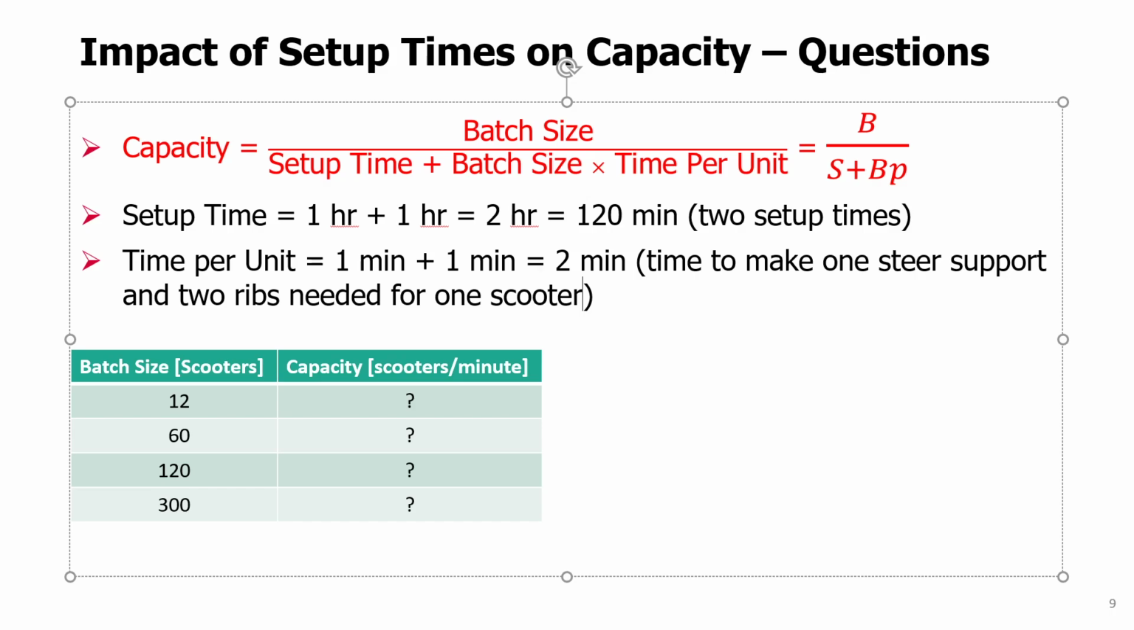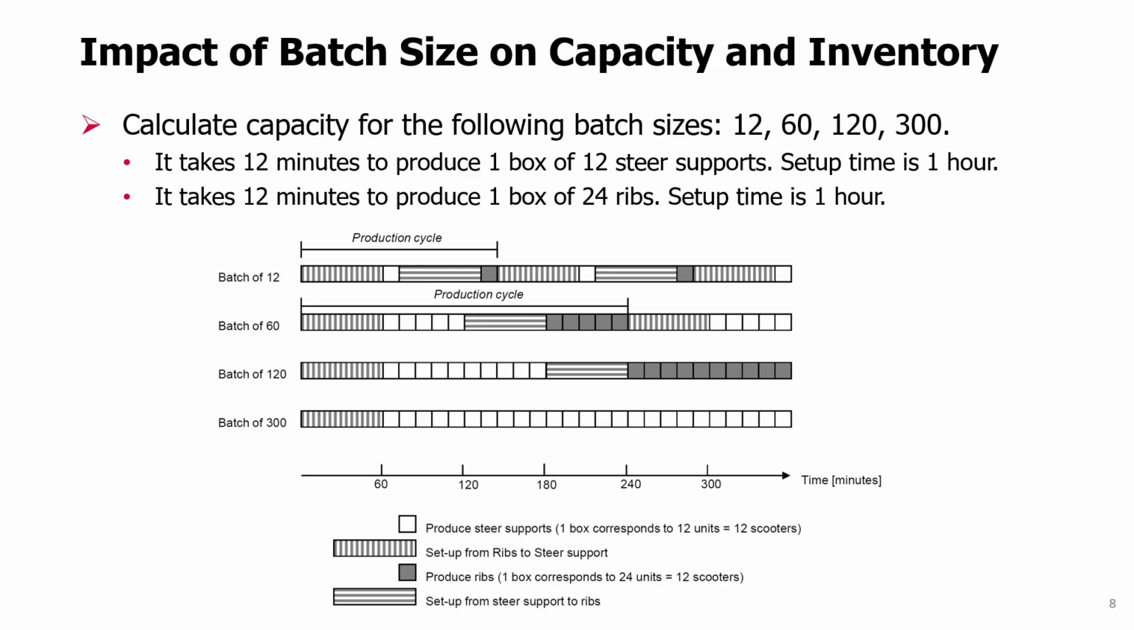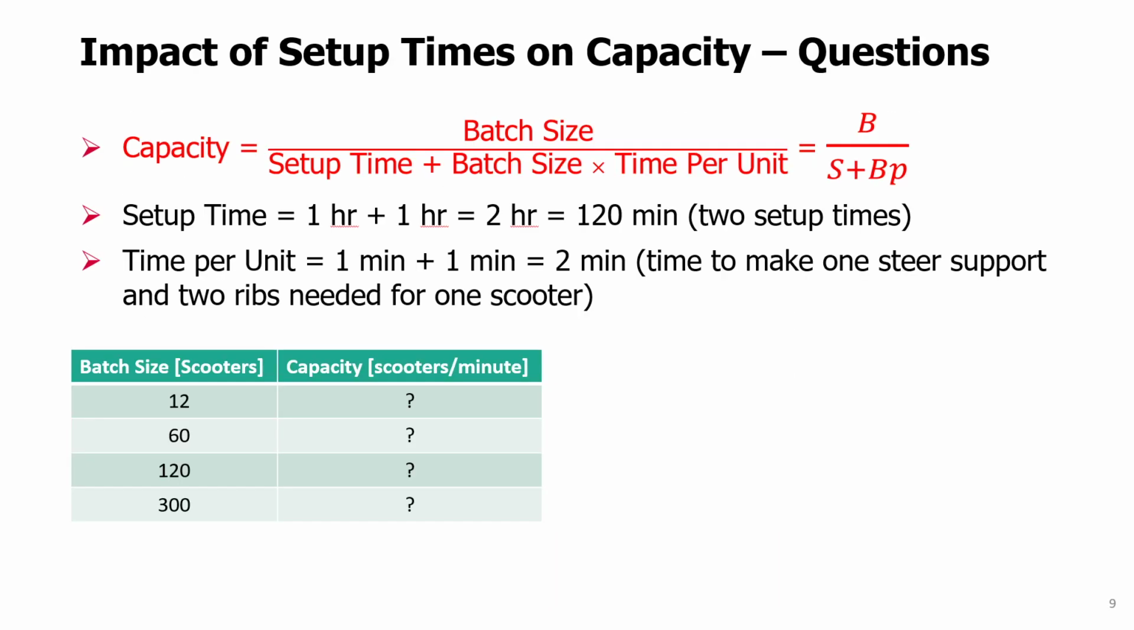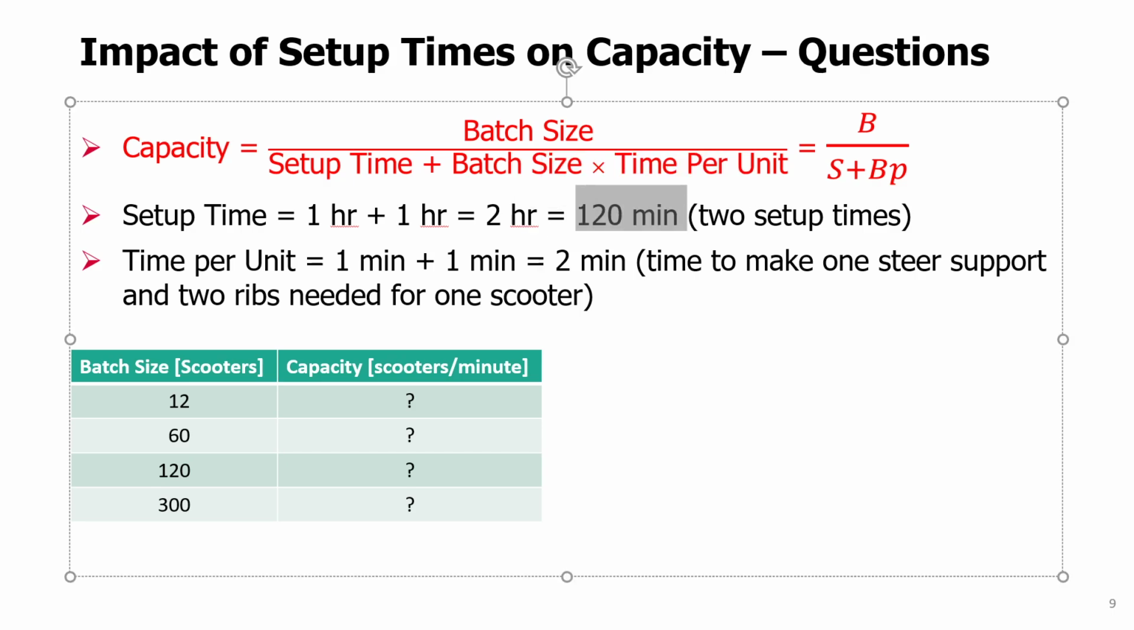Now, in this case, because we are shifting from one product to the other, both of which are necessary for a scooter, we're going to consider the total setup time, which is composed of the two setup times. So setup time for one product is 1 hour, and then setup time for the other product is also 1 hour. So the setup time will be 1 hour and 1 hour, 2 hours in total, or 120 minutes. And time per unit.